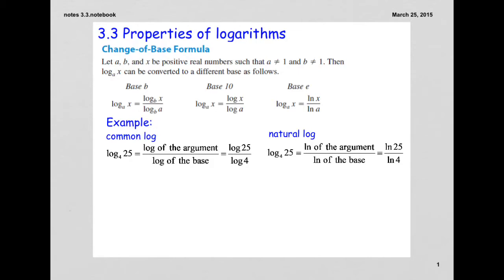And natural log, we do the same thing, except we do the natural log of the argument and the natural log of the base. So again, you take the natural log of the larger number, talking about size, over the natural log of the smaller number, again size. So in this case, ln of 25 divided by ln of 4. You can then plug that into your calculator and find the natural log.